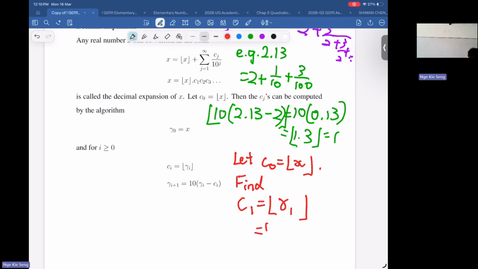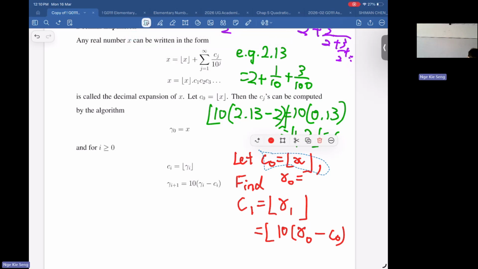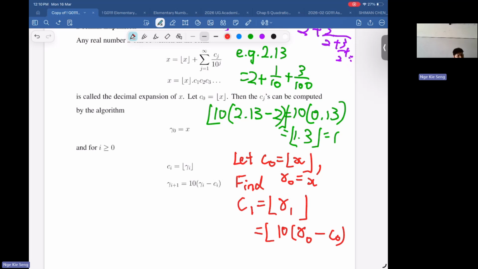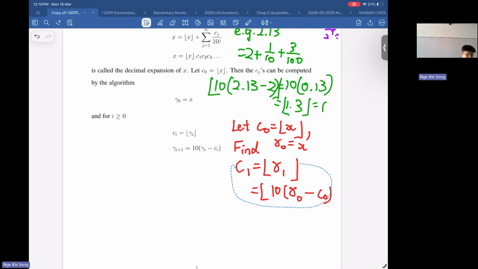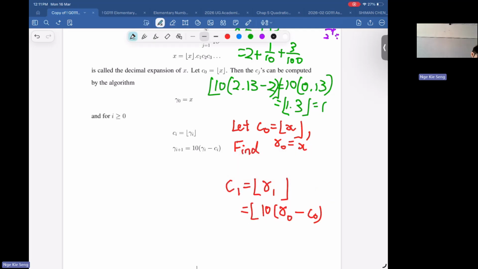But what is the floor of gamma 1? The floor of gamma 1 is actually 10 times gamma 0 minus C0. But then what is gamma 0? At the same time, we need to set our gamma 0, and this is a bit like coding or induction. So y0, we set it as x. Then we actually need to find y1 first. So here it's better that we write what yi is first.